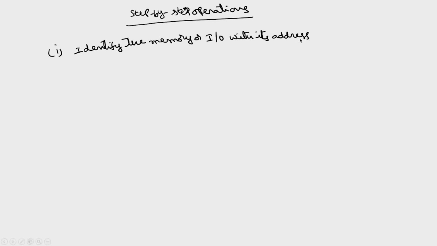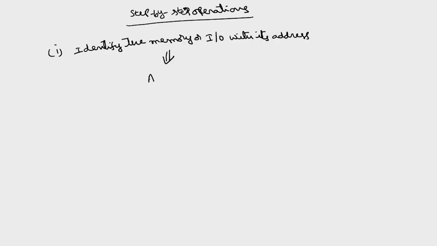This is something like, if you want to deliver an item to a house in a street, initially you have to find out the house number. So, this is all similar to that one. So, it has to identify the memory or I/O with its address. In order to achieve this operation, the microprocessor needs an address bus. Through the address bus, this operation will be performed. So, we know that in case of 8086, the address bus will be a 20-bit address bus.